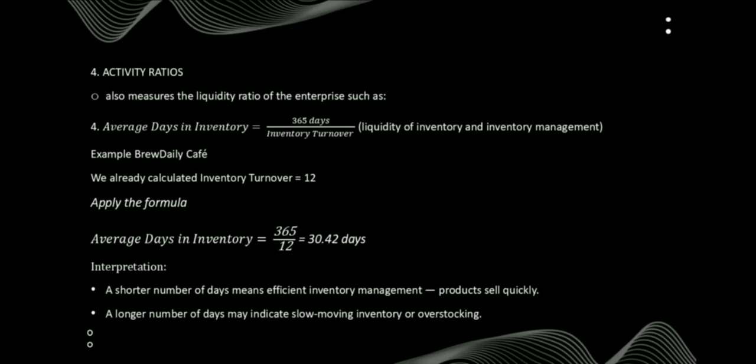To get the average days in inventory, we have to divide the 365 days by the 12 inventory turnover, which we got 30.42 days. A shorter number of days means efficient inventory management, while a longer number of days may indicate slow-moving inventory or overstocking. In the case of Brew Daily Coffee, they hold their inventory for about 30 days before selling it, which shows na maganda ang pag-manage nila sa inventory nila.